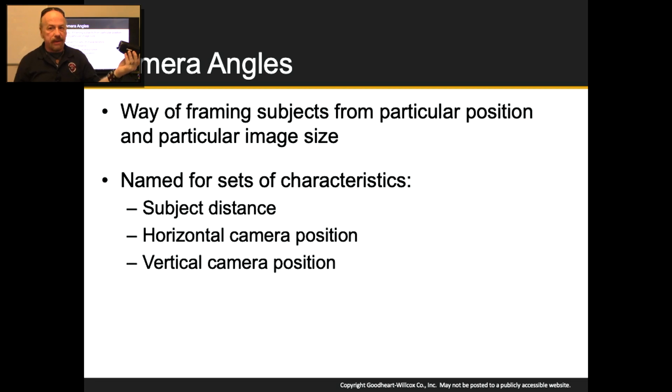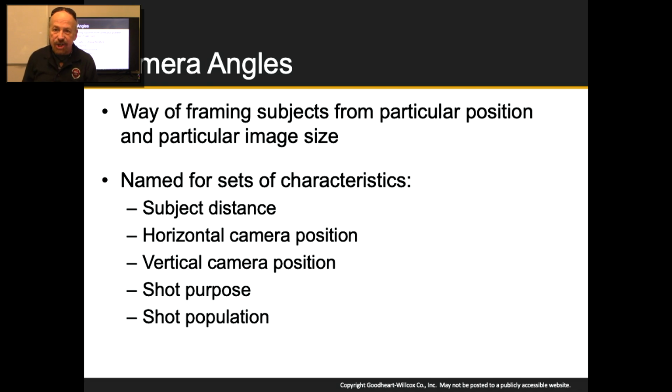Vertical camera position, that would be this way. Where's your angles here versus here? And then the purpose of the shot and the population of the shot, which means how many people are in the shot. The last two there we'll talk about next week. So let's roll.